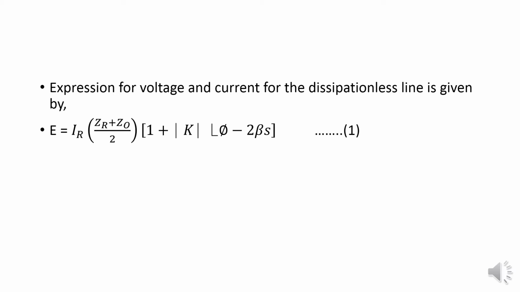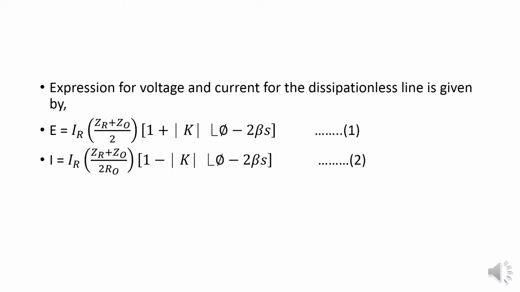Then the current equation: I is equal to IR into (ZR plus Z0) divided by 2 R naught into (1 minus modulus of K angle of pi minus 2 beta S). That will be taken as equation 2.